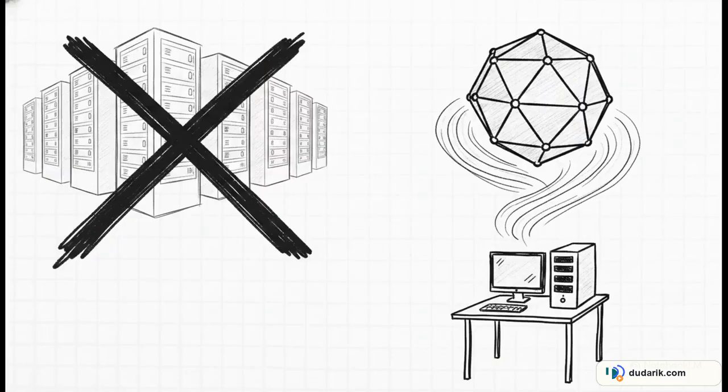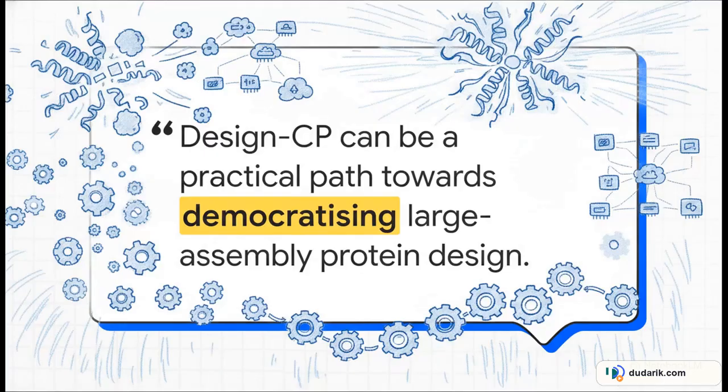You no longer need exclusive access to an enterprise data center to do cutting-edge multimeric protein design. The workflow yields highly favorable in silico structural metrics without needing any post-hoc alignment or manual constraint tuning. It is just a robust end-to-end process for incredibly complex structures, like icosahedral nanoparticles, running on hardware that a mid-sized lab or even an ambitious startup can easily string together. As the researchers so perfectly put it in their abstract, DesignCP can be a practical path towards democratizing large assembly protein design. By distributing the computational weight, they are essentially unlocking the full generative potential of RFdiffusion 3 for a vastly wider community of scientists and engineers.